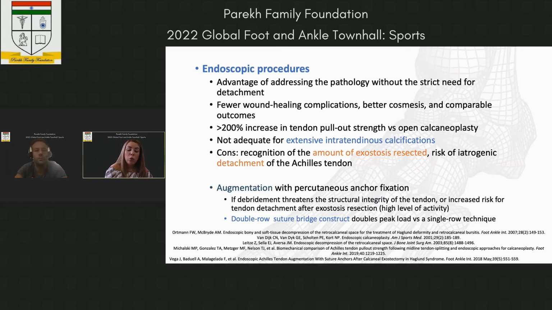So when do you do augmentation in this patient? Well, if your debridement threatens the structural integrity of the tendon, or you have patients with a high level of activity that have an increased risk of detachment, then you do an augmentation. As I've said before, a double row suture is the most successful technique because it doubles the peak load and allows earlier weight bearing.